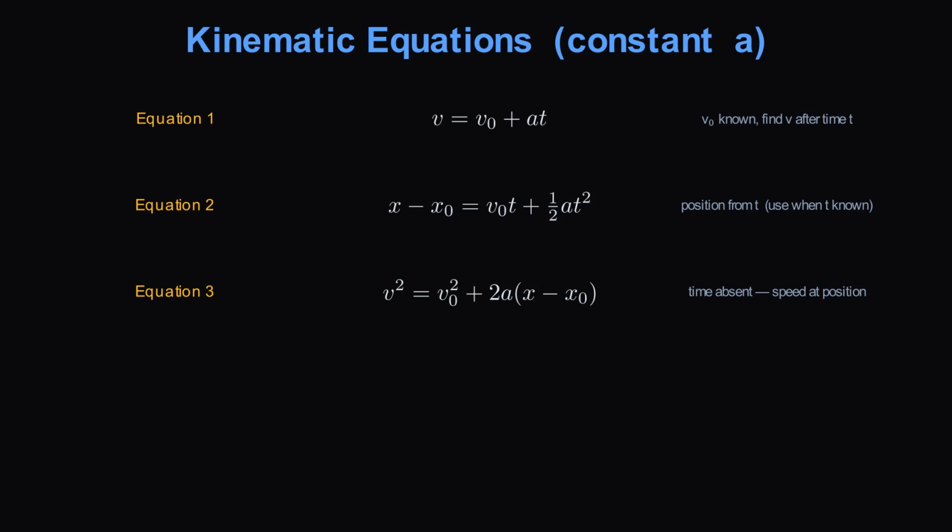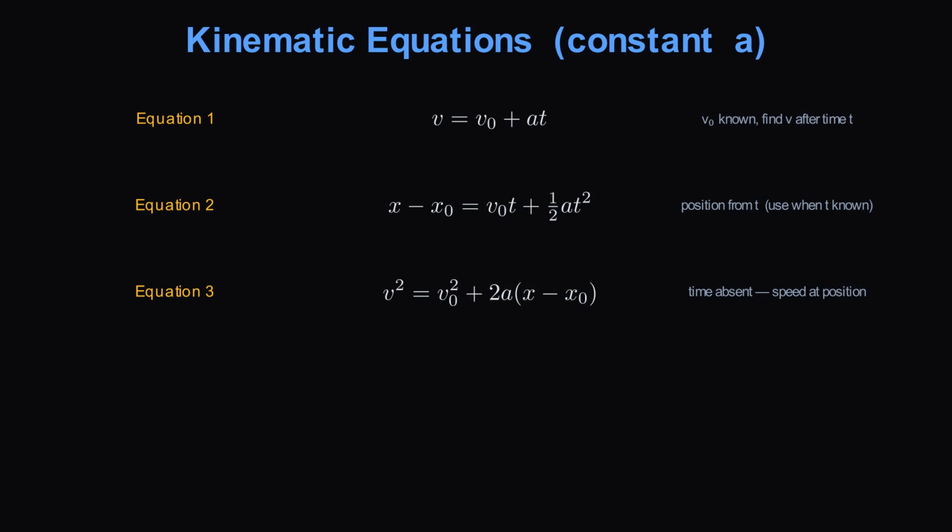That quadratic term is why objects under constant acceleration trace parabolas in position-time graphs. Equation 3: v squared equals v naught squared plus 2a times the quantity x minus x naught. This equation is the one to reach for when time is not given and not asked for. It connects speeds directly to displacement, bypassing time entirely.